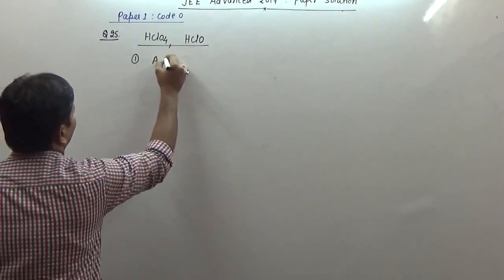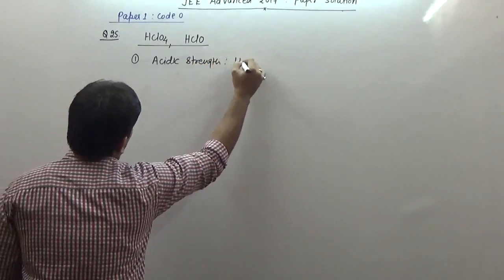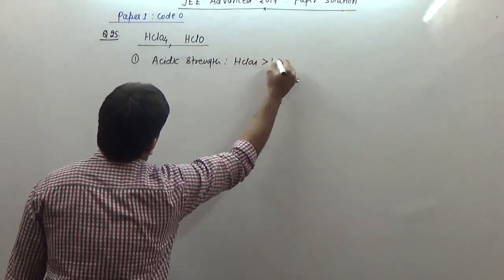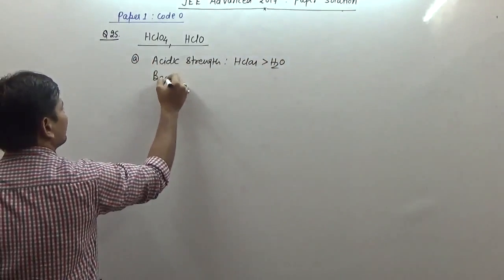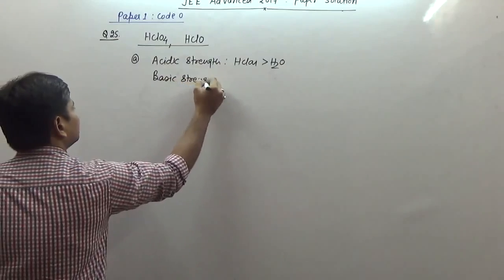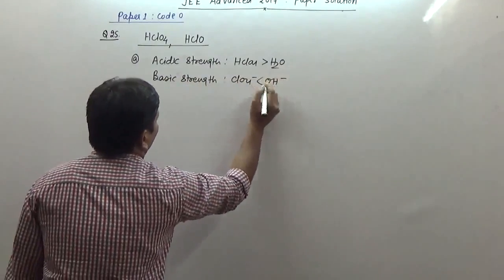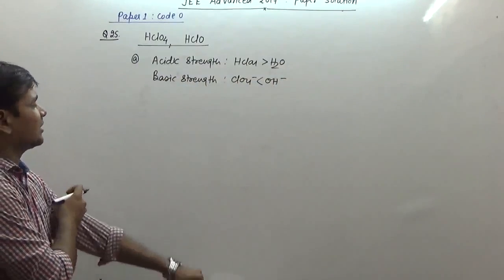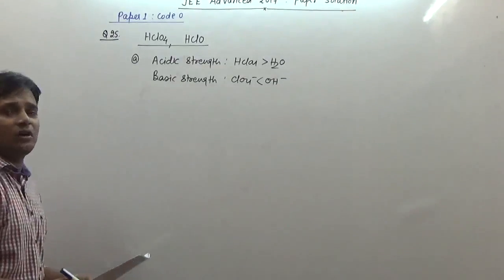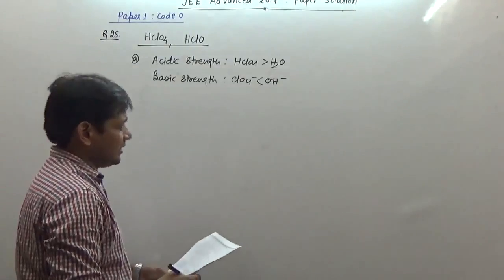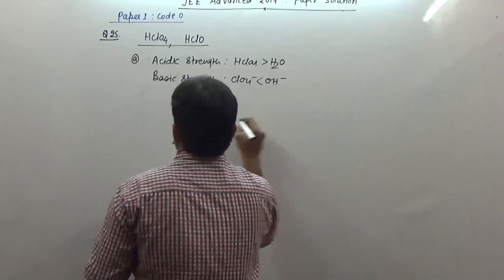If you look at the acidic strength here of HClO4 and water, you can see that HClO4 is a much stronger acid than water. So compare the basic strength of the conjugate bases, ClO4 minus and OH minus. OH minus has a higher basic strength compared to ClO4 minus. So this is the correct answer here. The basic strength of ClO4 minus will be less than that of OH minus. It means that A option is correct.